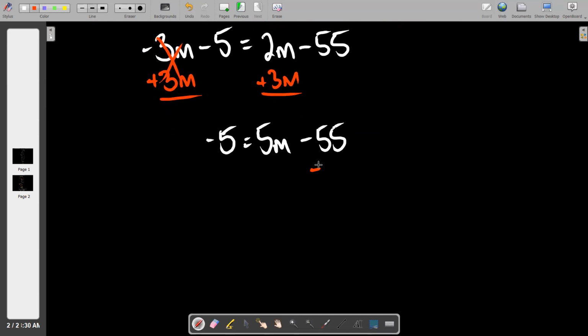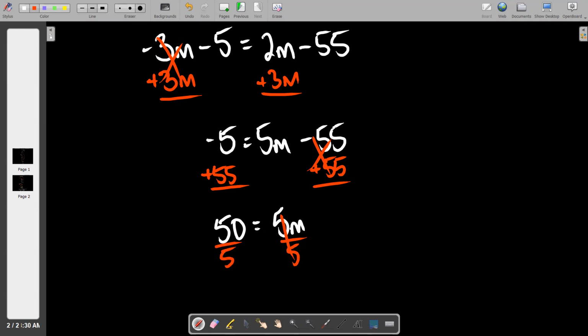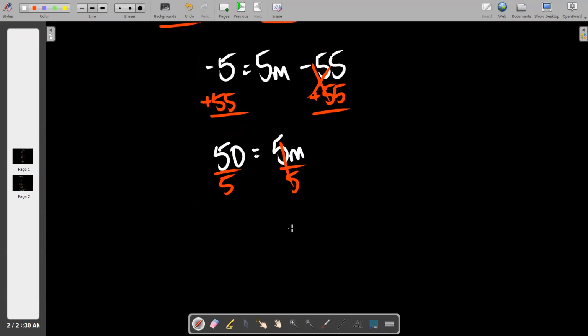100%. Yes, agreed. Let's add 55 to both sides. Cancel, drop, drop. Hey, Ryan, what's negative 5 plus 55? Last step. Dig in. Nice. And that's it. Drop the m, drop the equals. 50 divided by 5 is 2. To go. Any questions?